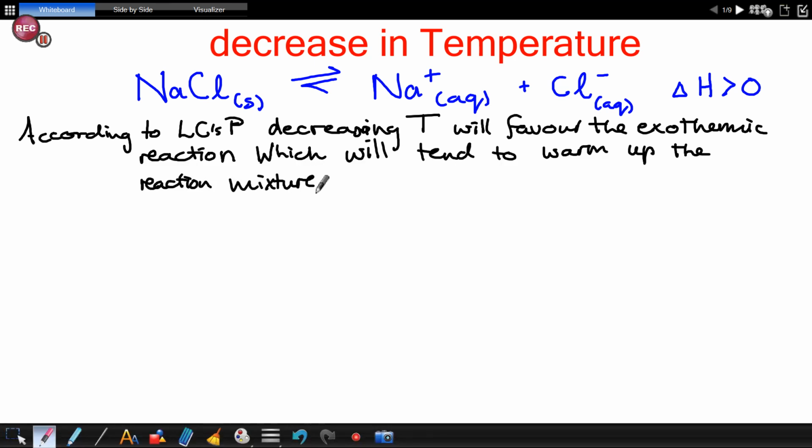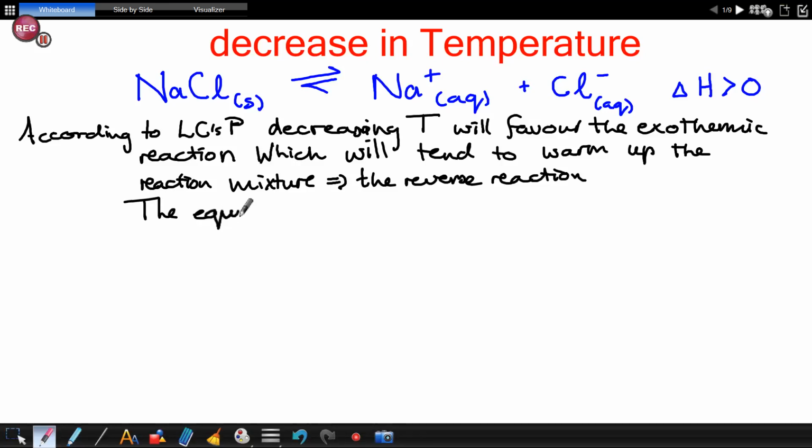Okay. In this example, which one is the exothermic reaction? The reverse reaction. So that means that for this one, you start off with decreasing temperature will favor the exothermic reaction. Then you say it is the reverse reaction that will be favored. So what will happen to the equilibrium?